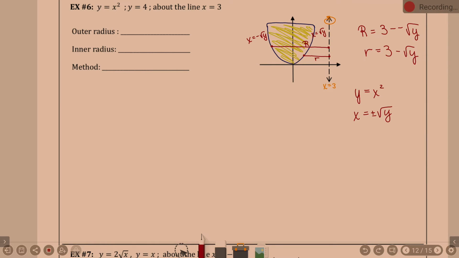I forgot, there's blanks over here, aren't there? When they say outer radius, that's really big R, yes? So 3 minus negative square root of y, or 3 plus square root of y. Inner radius, so that's little r. That's going to be 3 minus square root of y. Method? This is a washer. This is not a disk. This is a washer because we had a big hole in, or big R and a little r.